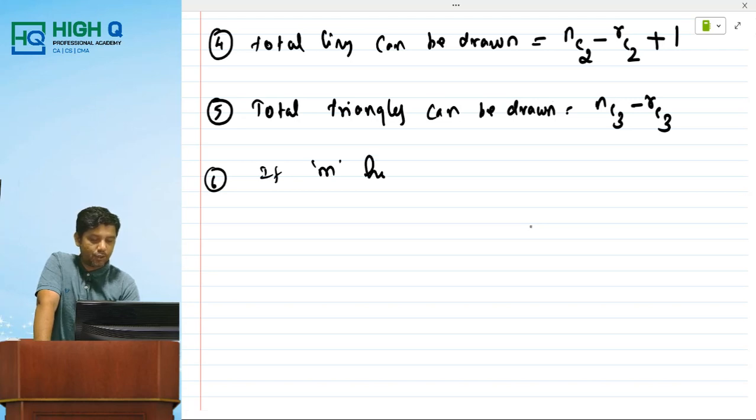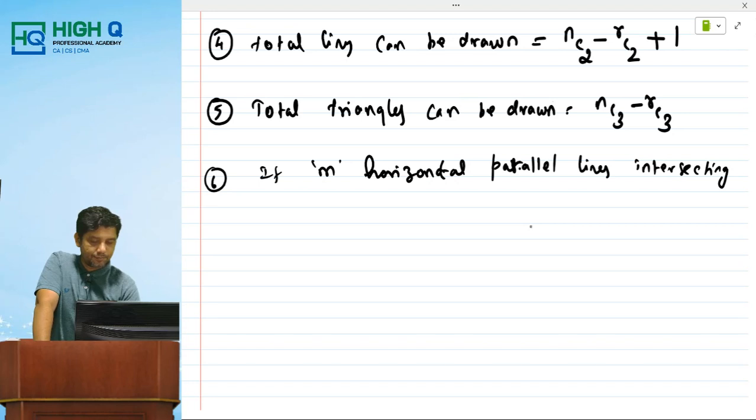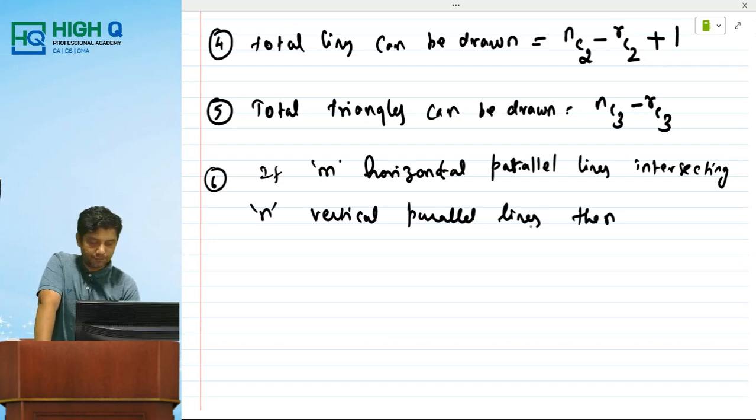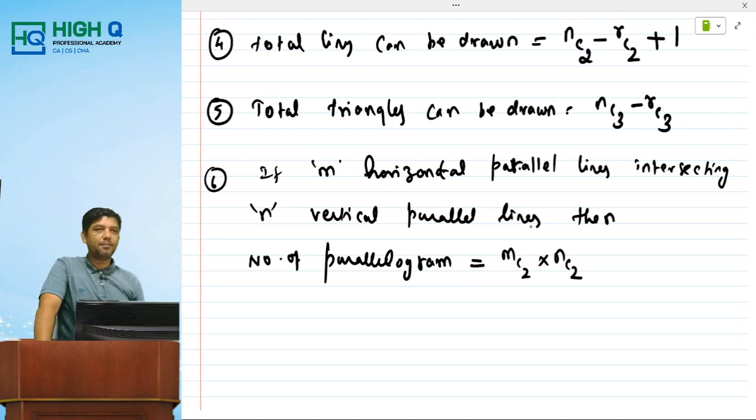If M horizontal parallel lines intersecting N vertical parallel lines, then the number of parallelograms is equal to MC2 into NC2. Please remember it as a formula.